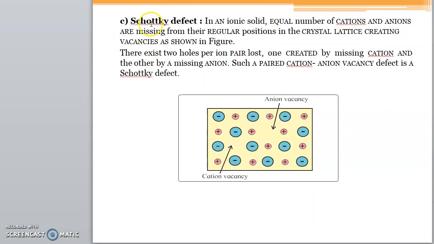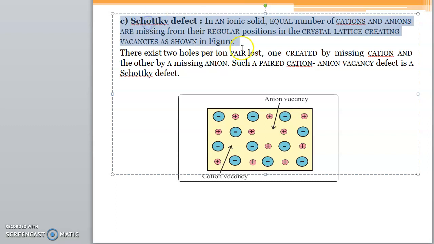Let's take a look at the third one in stoichiometric point defect, that is Schottky defect. Now what is Schottky defect? Schottky defect is again to do with vacancy defect. In an ionic solid, ionic solid means it should have a cation and an anion, right? For example sodium chloride is an ionic solid, so Na plus and Cl minus. Always remember, cation is smaller in size and anion is bigger in size. So equal number of cations and anions are missing from their regular positions. In this example, there is one anion that is missing and one cation that is missing.